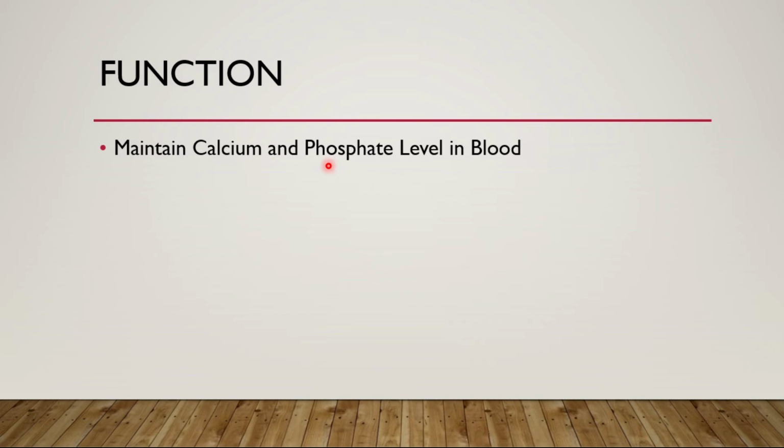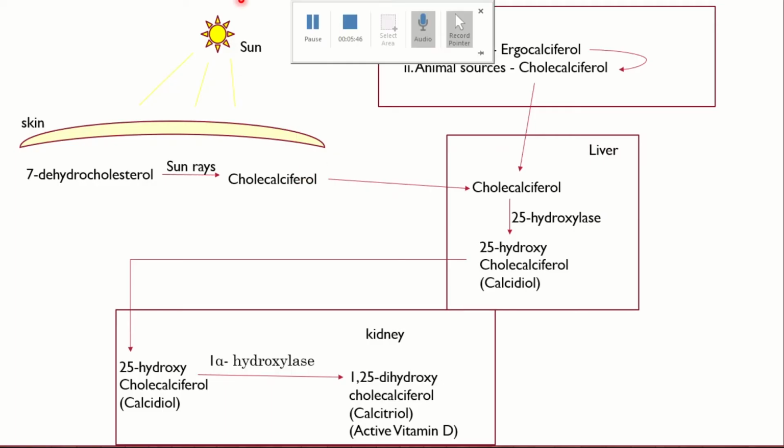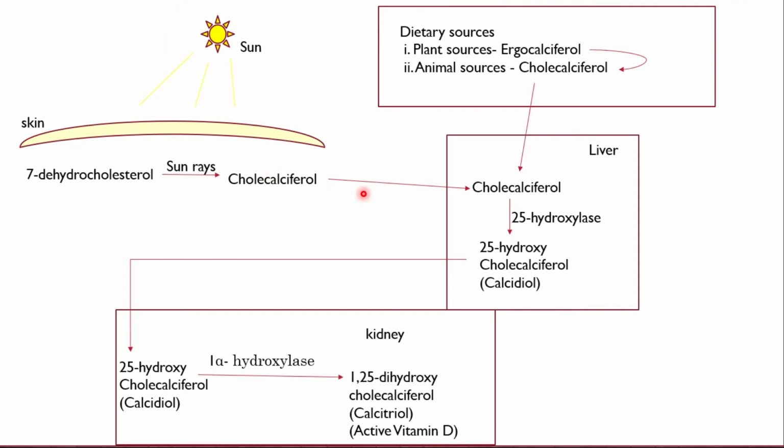Now with this function, we can gather how the production of vitamin D is regulated. As there is a decrease in the calcium and a decrease in the phosphate level in the blood, the vitamin D production should increase. Now coming to this picture again, this is the production of vitamin D. As you can see, there are two major enzymes responsible for the production of vitamin D. One is 25-hydroxylase and another is 1-alpha-hydroxylase.